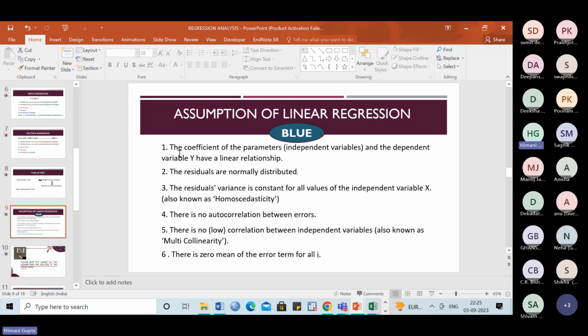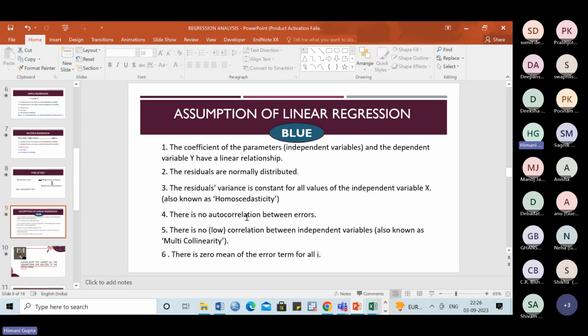Now, the first assumption is that the independent variables and the dependent variable must have a linear relationship. Linear means there must be a straight line. Whenever I'm making a diagram, there must be a straight line between your dependent and independent variables. Your residuals, that means all those terms sitting in your error term, should be normally distributed. The residuals' variance is constant for all values of the independent variable x. That means I can say that all the residuals should have homoscedasticity.